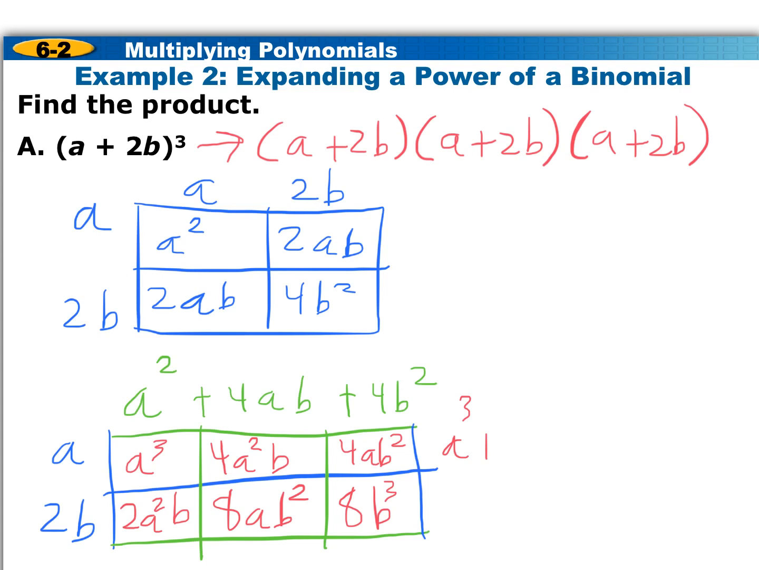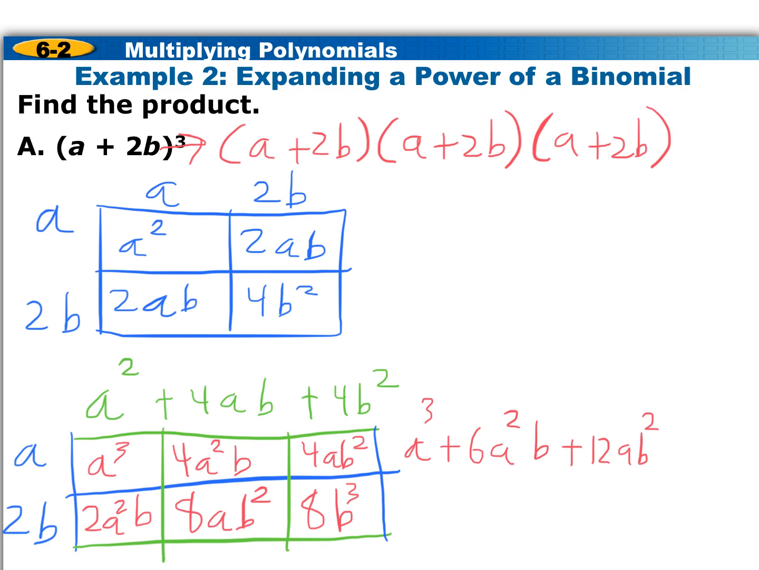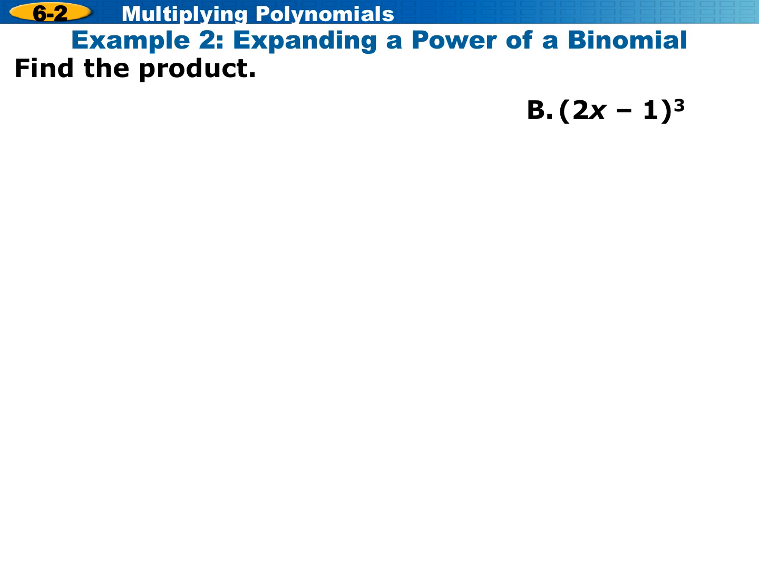A to the third plus 6a squared b plus 12ab squared plus 8b to the third. So that's the result when I multiply a plus 2b together 3 times. Okay, I'll go through another one of these before we move on.